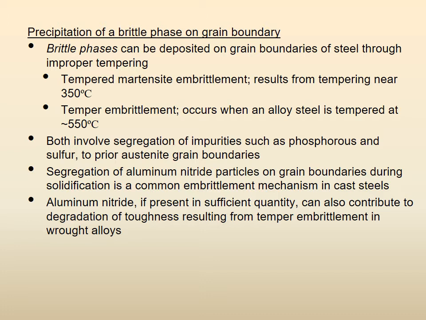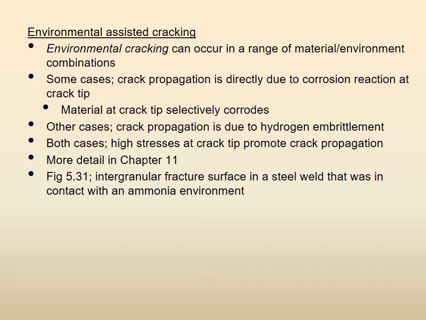The martensite phase, the word embrittlement, means that by some mechanism you increase the brittleness of the material, right? And there is some phosphorus and sulfur that sometimes segregates and comes out of the solid solution. Aluminum nitride can do that. In all of these, the material is rendered more brittle, and therefore the failure is more of a brittle nature in this case. The second mechanism is environmental assisted cracking.